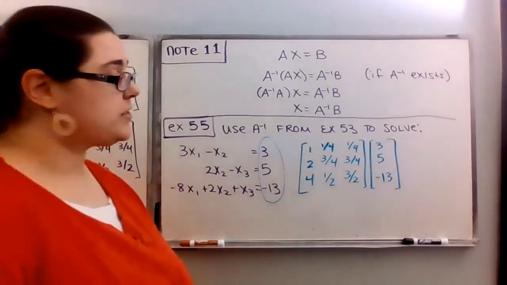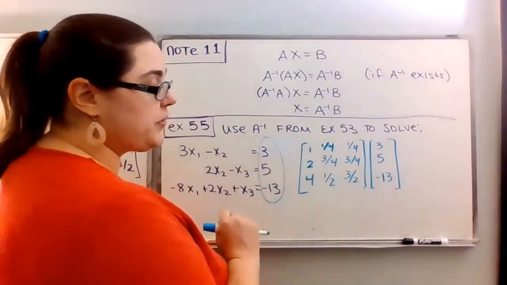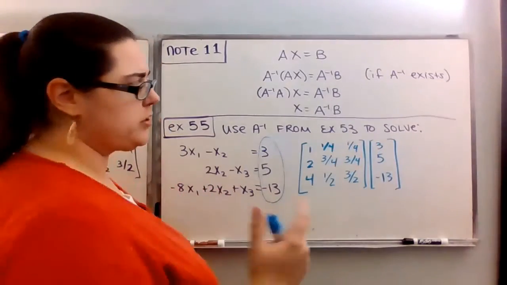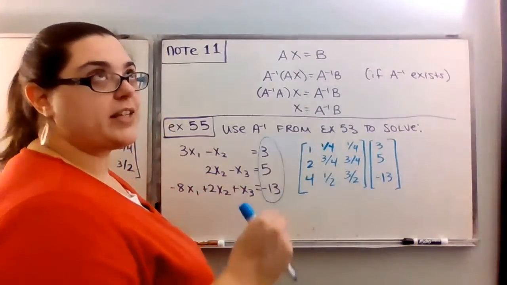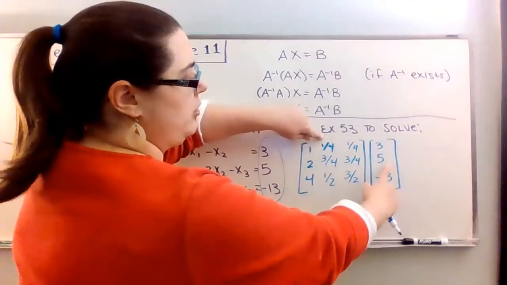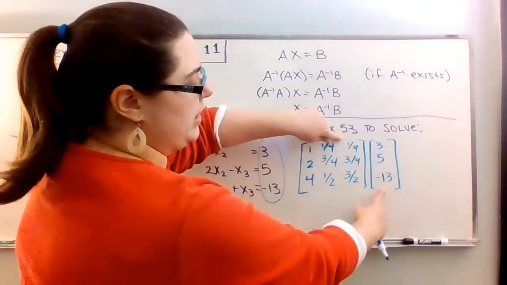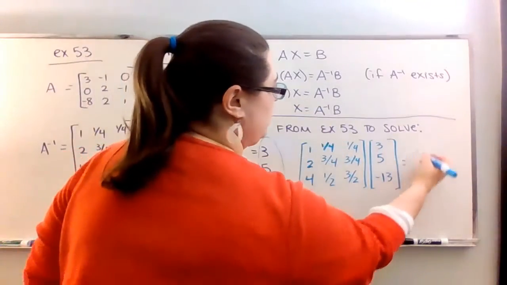So let's walk through this. I'm going to be involving quarters for this first one, so I'm going to think in terms of quarters. So for instance, 1 times 3 is 3, but that's going to be 12 quarters. So I'm going to have 12 plus 5 minus 13 should give me 4 quarters, which is 1.